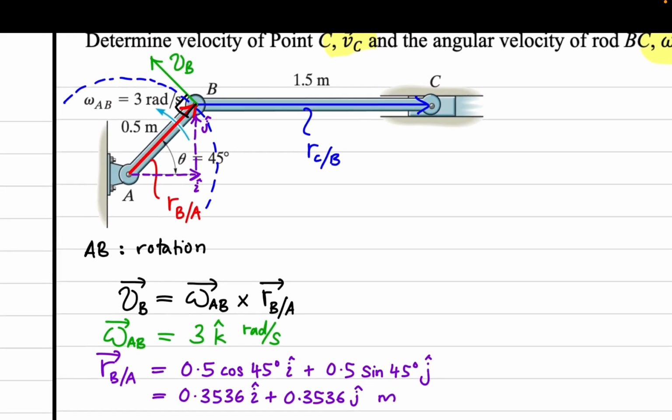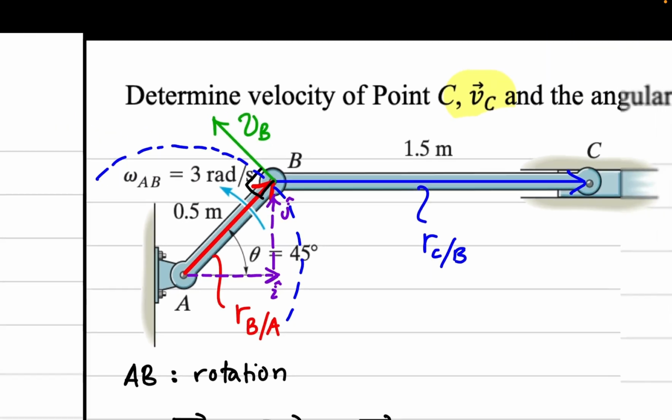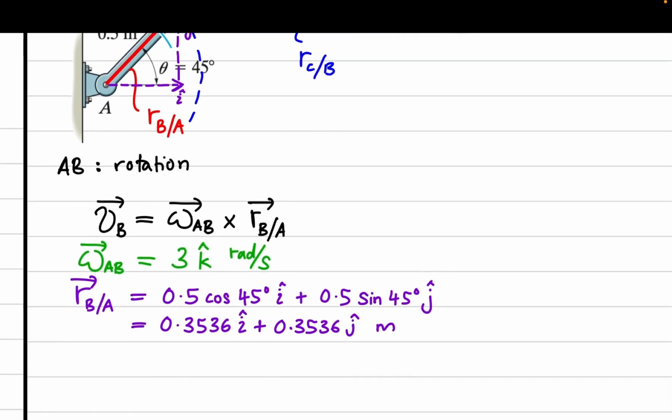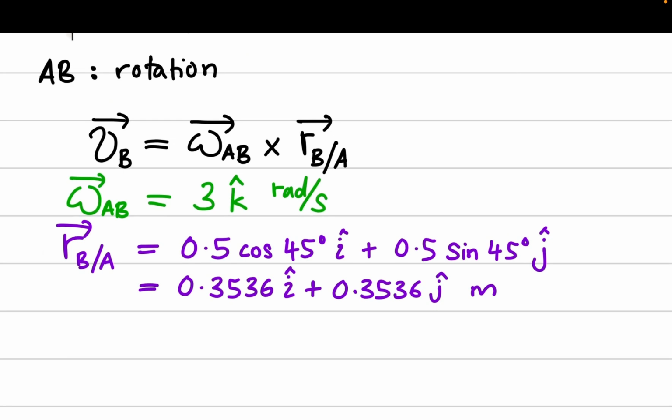Notice that when you have a diagonal vector, the value will have two components, the i and j component. So we have this. Then we can proceed to solve this equation.